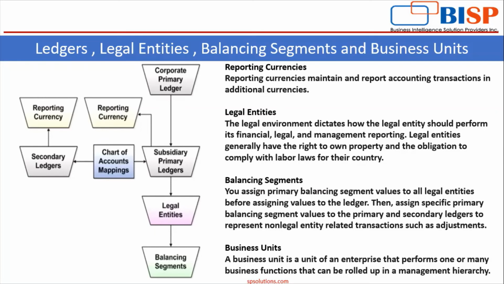Balancing segments. You assign primary balancing segment values to all legal entities before assigning values to the ledger. Then assign specific primary balancing segment values to the primary and secondary ledgers to represent non-legal entity related transactions such as adjustments. Business units. A business unit is a unit of an enterprise that performs one or many business functions that can be rolled up in a management hierarchy.